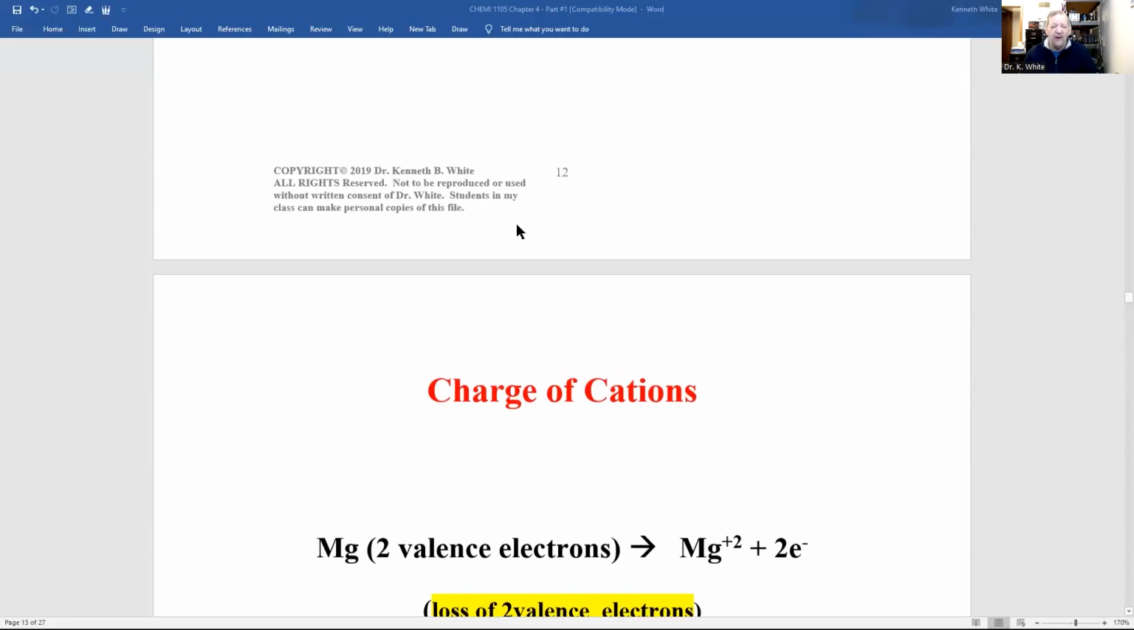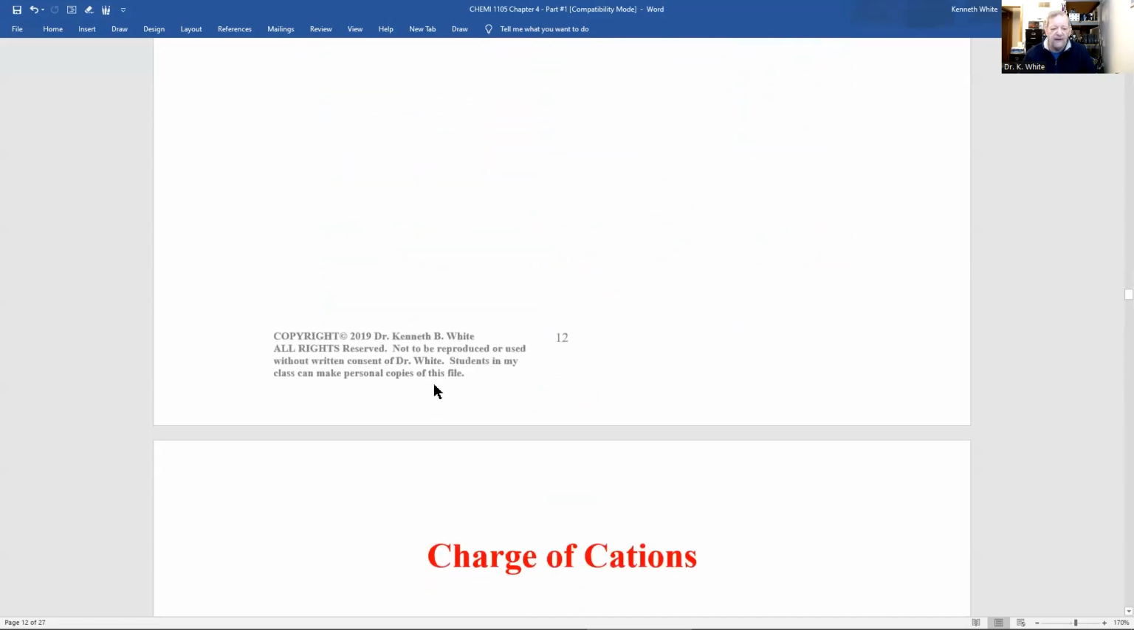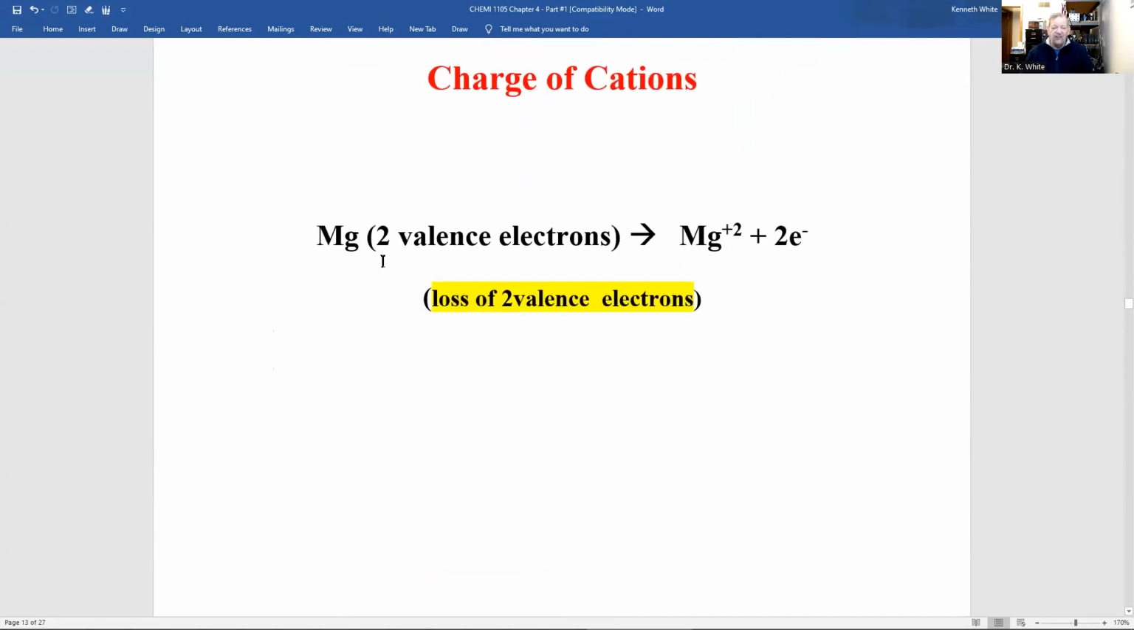Let's get going. We're talking about ions. And the question is, what is an ion? That's when an element loses one or more electrons and an ion with a positive charge is formed. So let's look at magnesium. What ion can magnesium form?